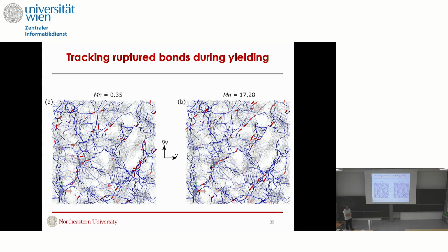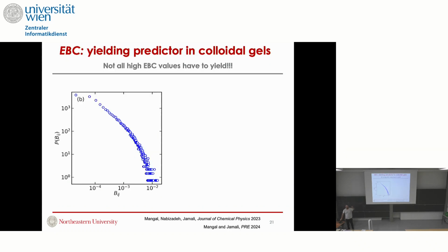So all the blue ones are broken after a 0.1 strain unit. So these are still the same picture because this is the quiescent gel. But after I put the deformation on it, these blue ones will be broken, and these red ones are the high edge betweenness centrality ones. So what I'm going to do now is a simple calculation of what are the fractions of each betweenness centrality value that is broken.